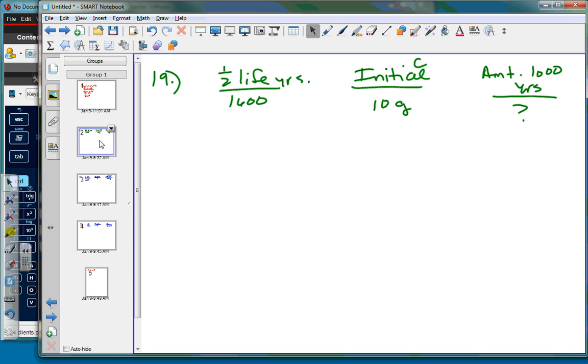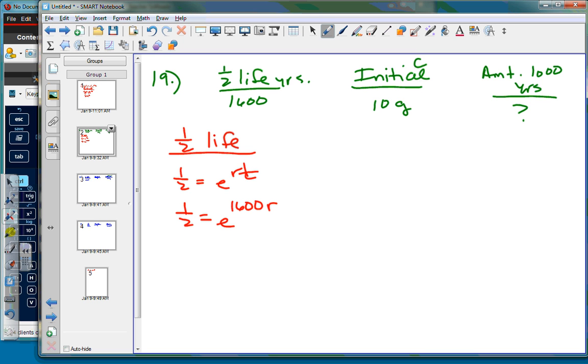Okay? Well, in order for me to know that, I have to first know how fast this isotope is decaying, decomposing, right? So what do I need to find here? The rate at which it's decomposing. So in order for me to find the rate, I have to use my half-life formula. So 1/2 = e^(rt). Half of my isotope is going to take 1,600 years. Do we understand that? It's going to take 1,600 years. Which means I need to take the natural log of both sides.